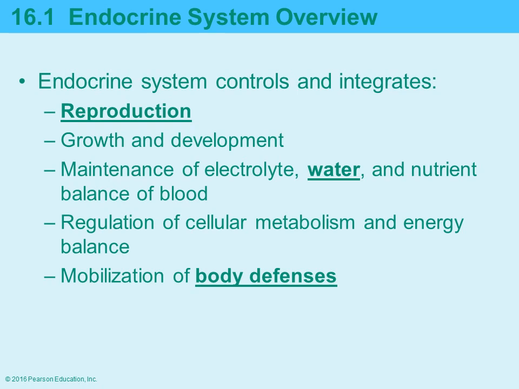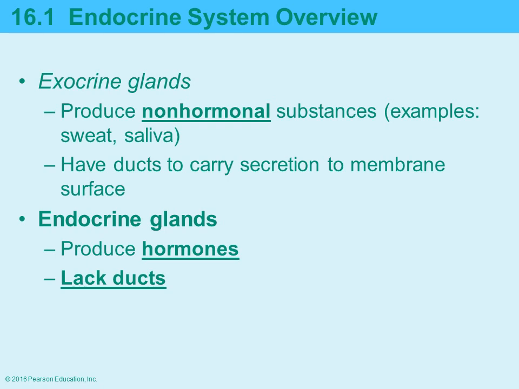The endocrine system as a whole is going to be involved and help regulate certain things such as reproduction, growth and development. It's going to play a huge role in helping to maintain the proper balance of water and your electrolytes such as sodium, calcium, potassium. All this has to be maintained within certain levels to maintain homeostasis. The endocrine system is also going to be involved with regulation of cellular metabolism, that balance with energy, and also does play a role with the defense that the body has.